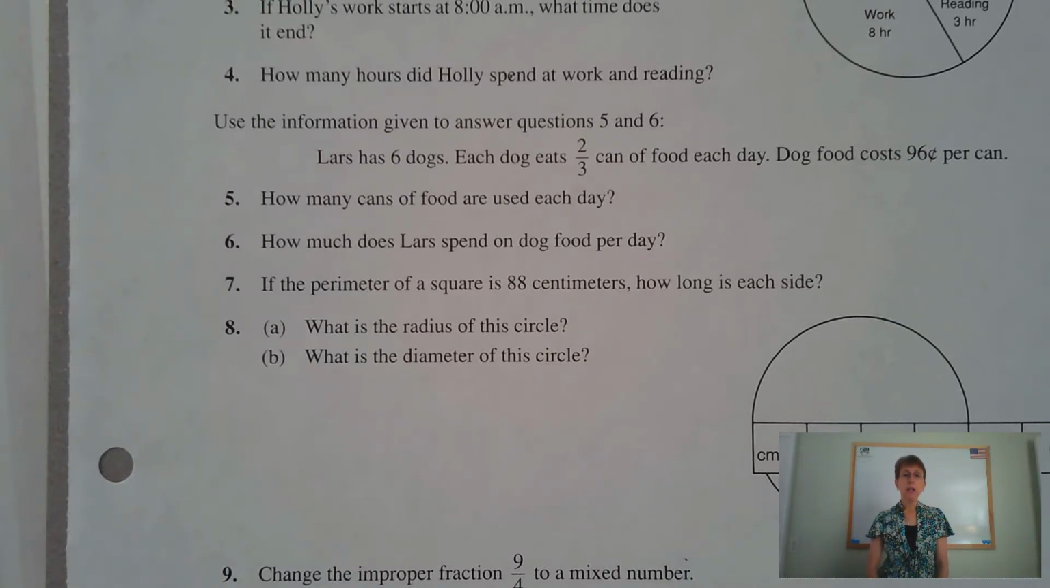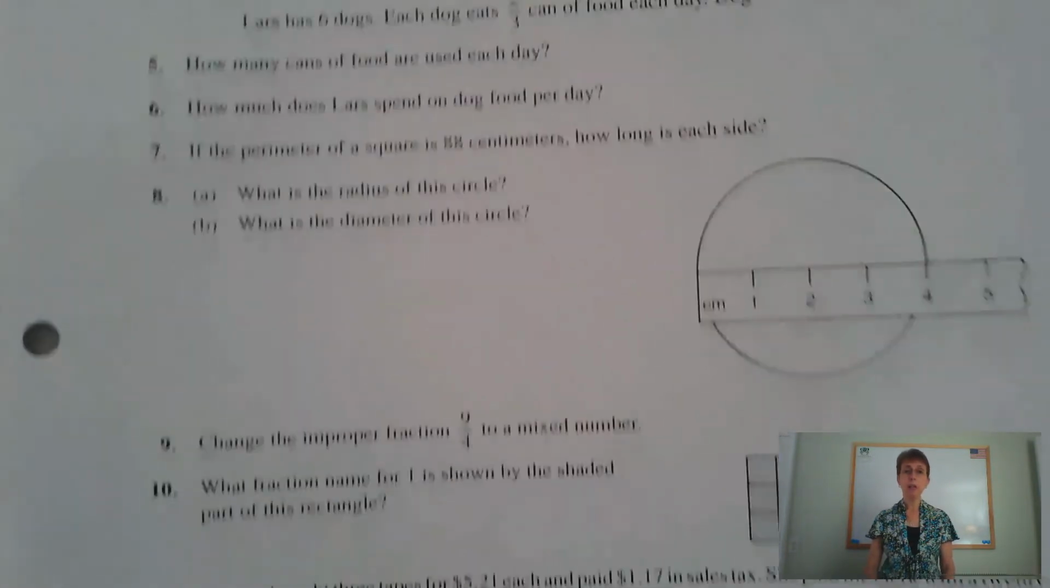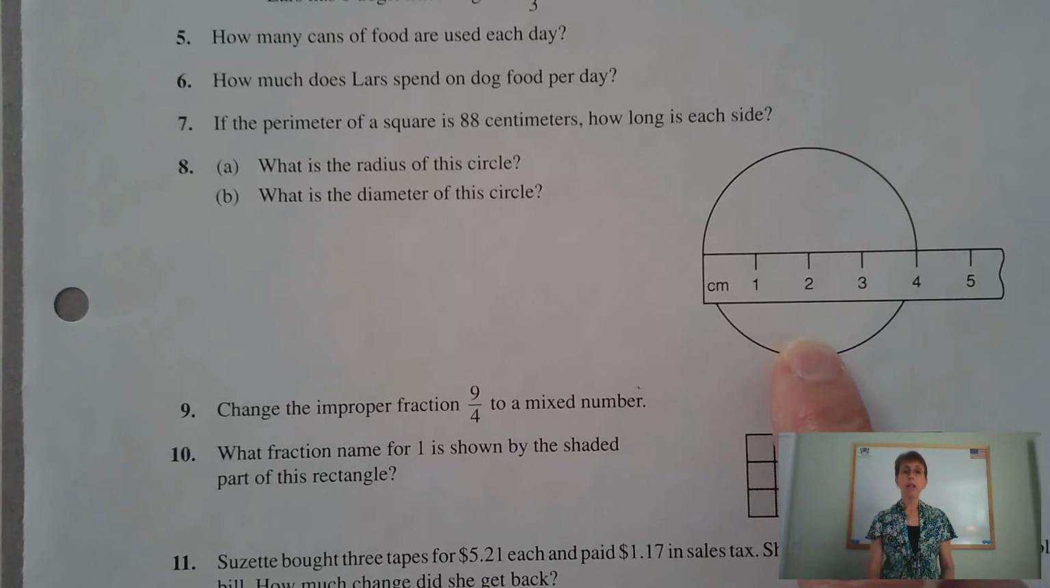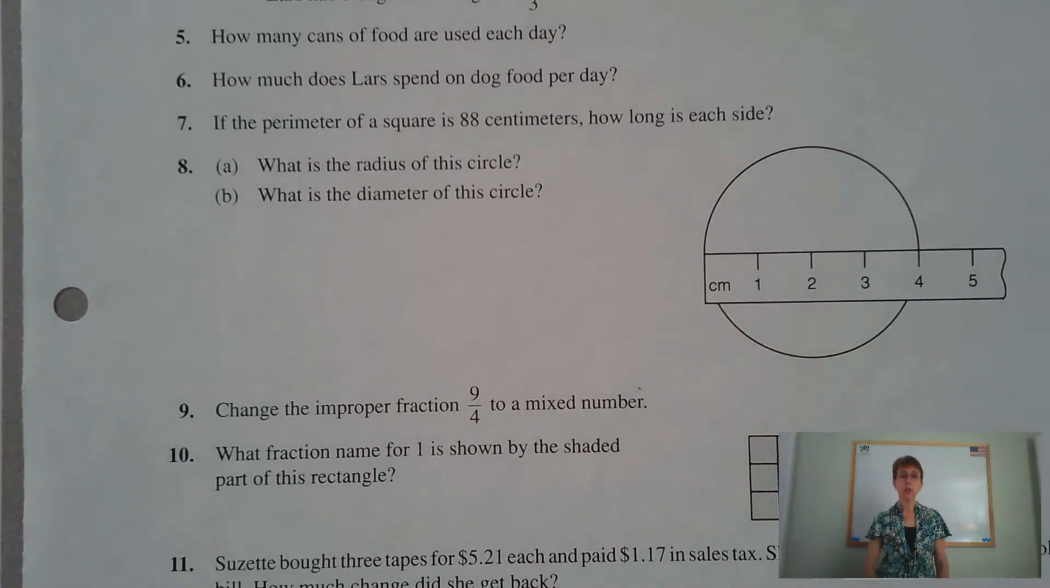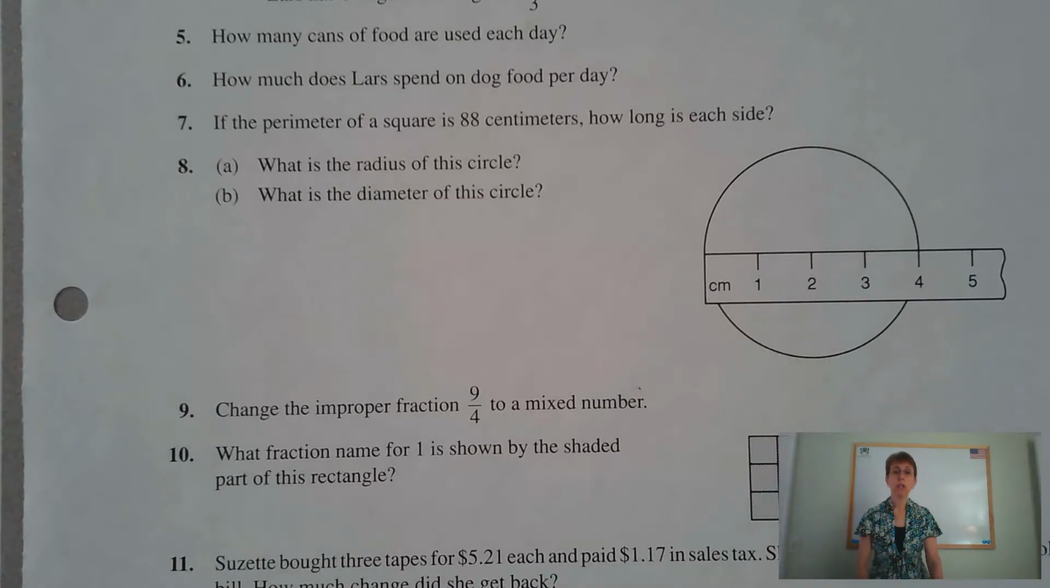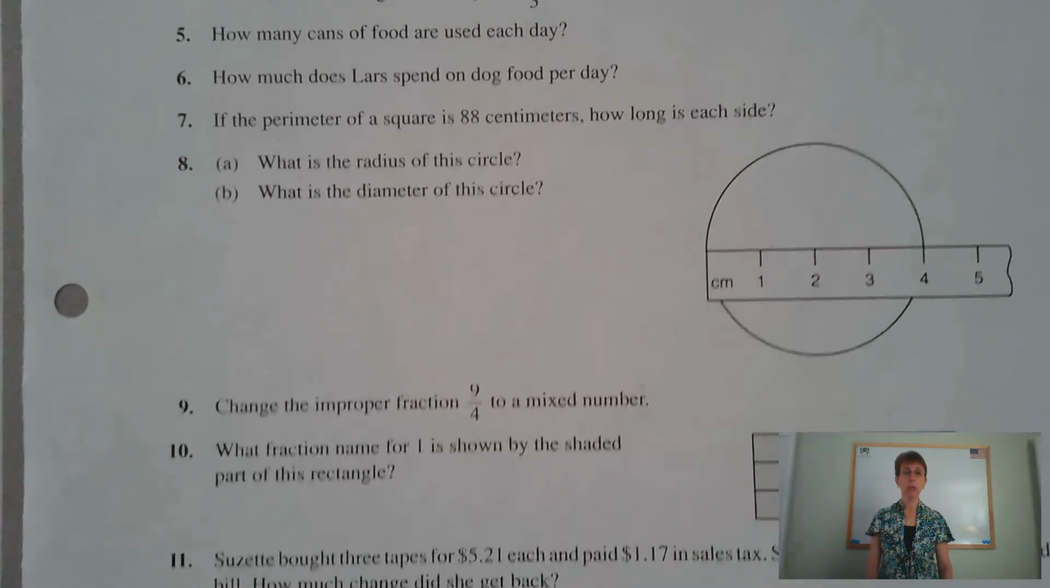Number 8, actually A and B, it's 2 parts, and it has to do with this illustration here. And 8A, what is the radius of this circle, and what is the diameter of the circle? And you can see that the ruler is in centimeters, so you're looking to figure out the radius and the diameter. So make sure it's clear your answers for both A and B, and don't forget to use labels.